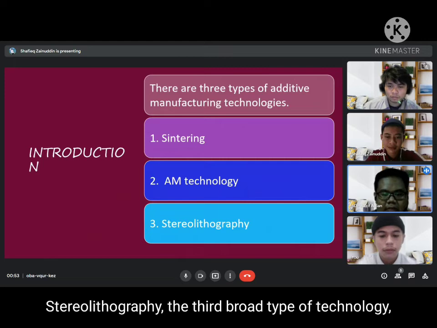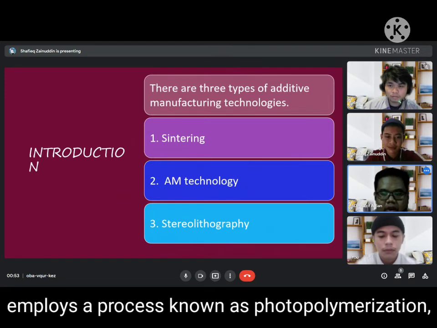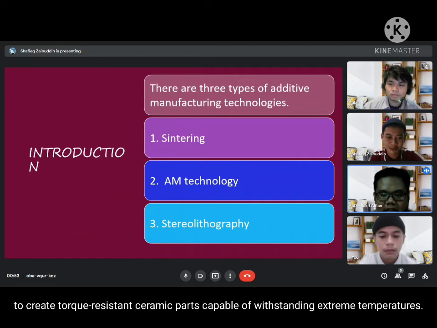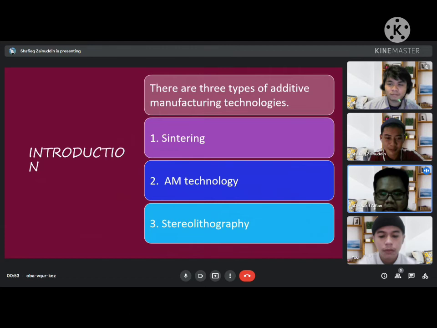Stereolithography, the third type of technology, employs the process known as photopolymerization, in which an ultraviolet laser is fired into a vat of polymer designed to create torque-resistant ceramic parts capable of withstanding extreme temperature.